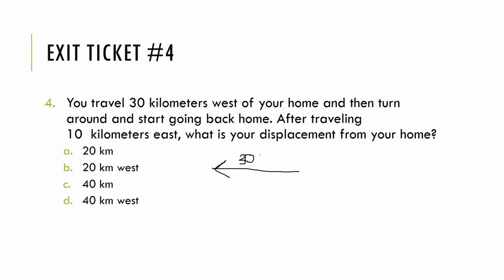So if you travel 30 kilometers, it's really hard to write with the mouse, to the west, and then you turn around and travel back 10 kilometers, okay? This would just be like 30 minus 10. So your total displacement is 20 kilometers to the west, okay?